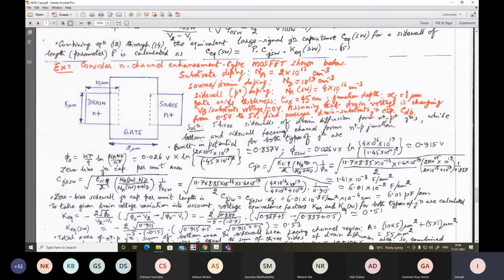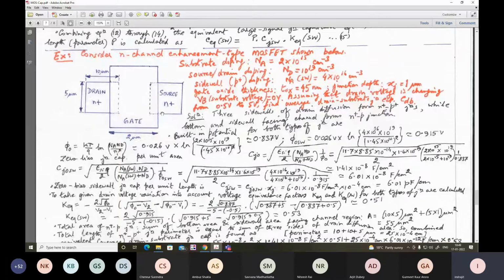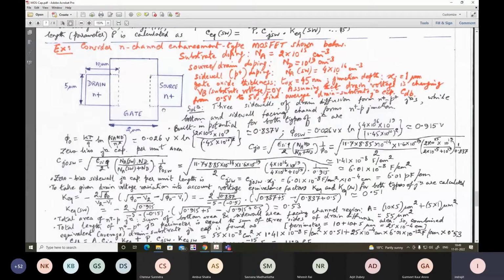So here, as before, we calculate the three sidewalls of the drain diffusion form N plus P plus junction, while the bottom and side wall facing the channel form N plus P junction. Then the built-in junction potentials for both types of junction are as follows. Okay, we are calculating separately. For the two junctions, this is 0.837. For the three other junctions, it is somewhat higher, 0.915.